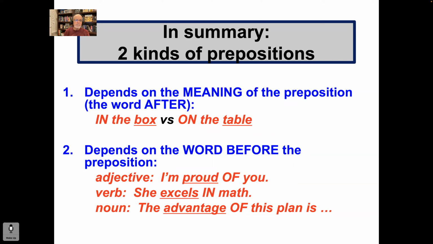So number 1, most prepositions, the situation depends on the meaning of the preposition, which tells us the word after. Box versus table. So table is a flat surface, that'll be an "on." Doesn't matter what's coming before. The envelope is on the table. John stood on the table. The cat is sleeping on the table. I don't care what came before the blank, the preposition, because this preposition "on" is controlled by "table." So the cat is on the table. If I change table to floor, you can say the cat is on the floor.